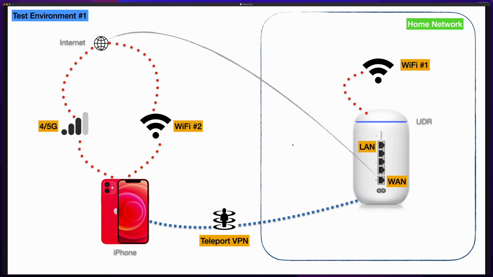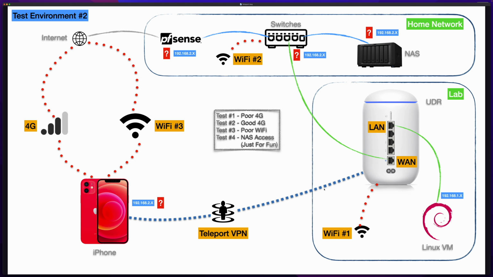Before ending the video, let me summarize the 3 different ways I just mentioned. So the first way, that's the normal way people use to establish VPN, right? The UDR is your main home router, and then from the internet, you establish the Teleport VPN.